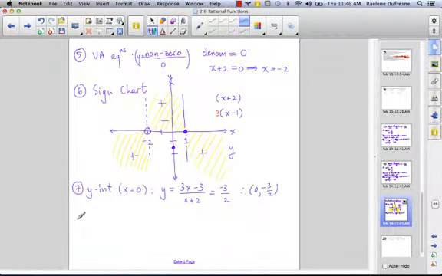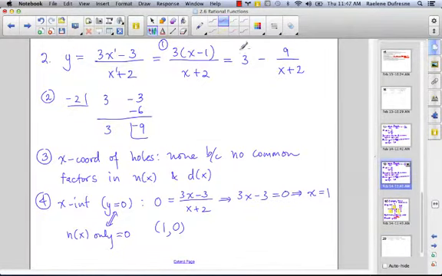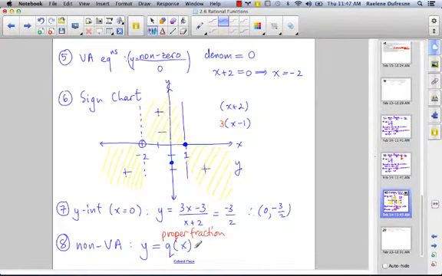Okay, so we plot our y-intercept. The next step says to get the equation of and type of the non-vertical asymptote. Well, the non-vertical asymptote is simply y equal to the quotient, and the quotient we found from the proper fraction form. So the proper fraction form, if you recall, was 3 minus 9 over x plus 2. This 3 is the quotient, and it is a constant.